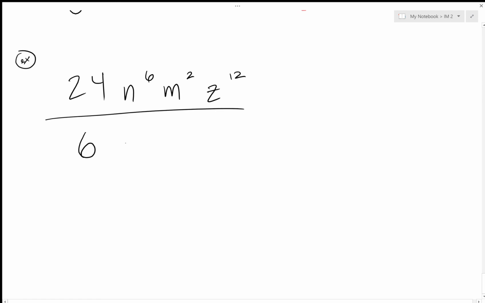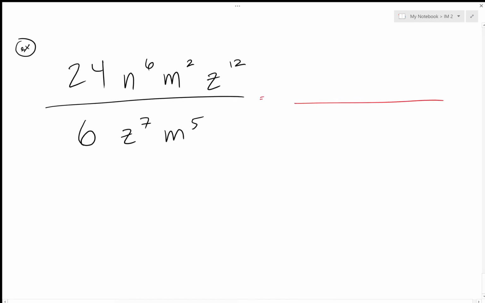And finally, one last problem. Let's say we had 24 n to the 6, m squared, z to the 12 over 6 z to the 7, m to the 5. It's a division problem. So let's draw that division bar again and let's compare top and bottom. This time we have a weird 24 and 6 in front. Let's leave that for later. We know what to do with the letters. So let's match up. N. 6 on top, no n's on bottom, so let's leave n to the 6 on top.